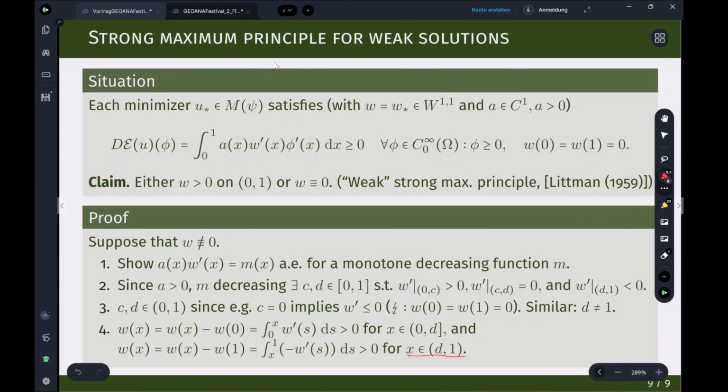Between D and 1, I can argue with this negativity in the neighborhood of 1, because I can write it as W of x minus W of 1 and write this as such an integral, and therefore this is also positive. And this implies that W is positive in the interior, between 0 and 1, and this is basically what we wanted to show there. All right.